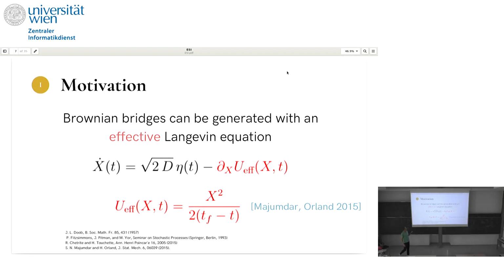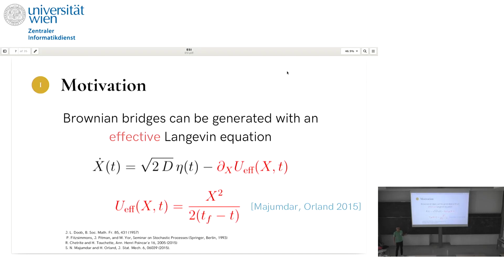who found that a simple way to generate Brownian bridges is to write an effective Langevin equation. This is the free Langevin equation with an additional term that is an effective potential induced by the constraint, and that simply looks like this. This is a quadratic potential whose intensity grows as time gets closer to tf. They have shown that this effective potential indeed generates Brownian bridges with the right statistical weight. And so this is quite a nice picture.